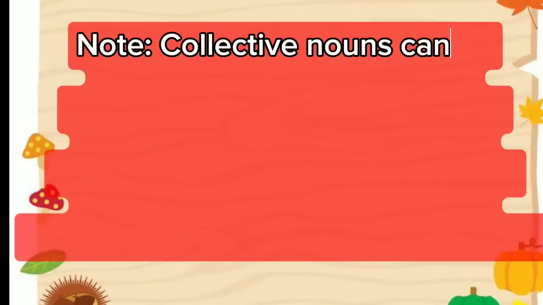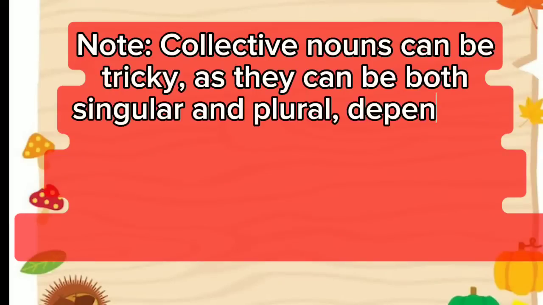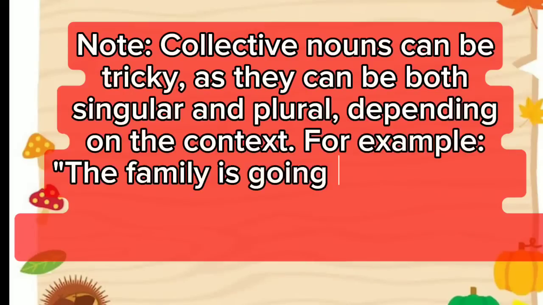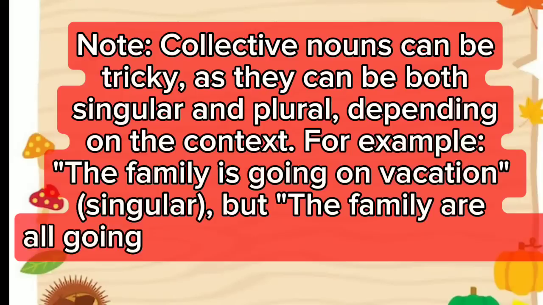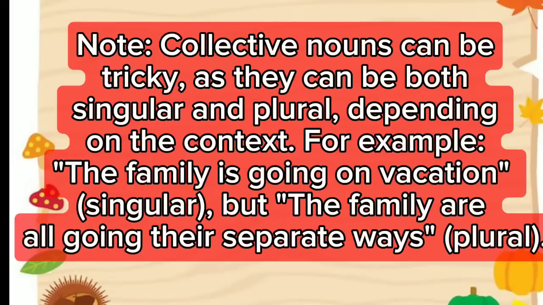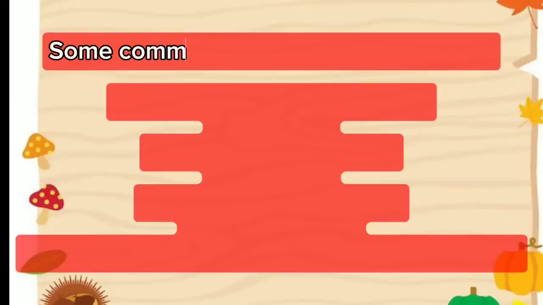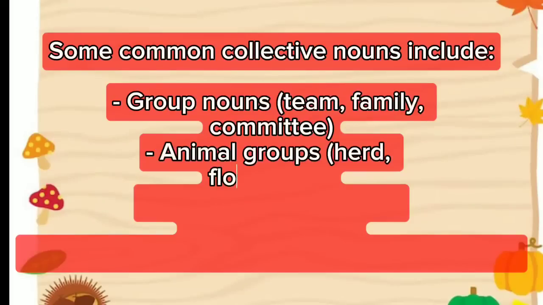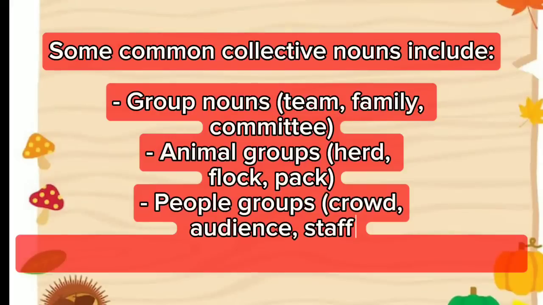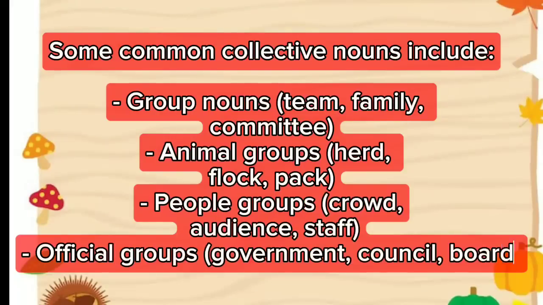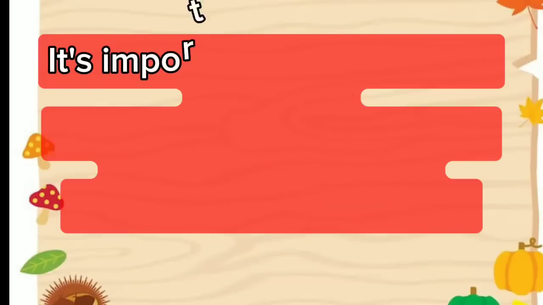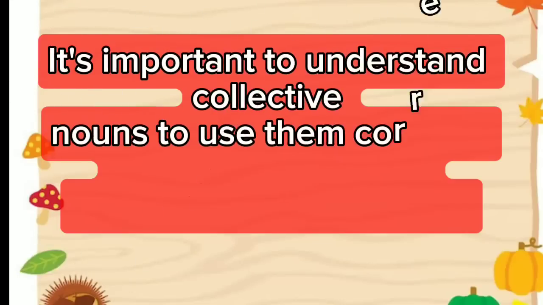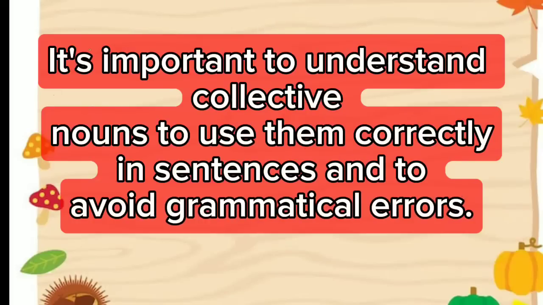Note: collective nouns can be tricky, as they can be both singular and plural, depending on the context. For example, the family is going on vacation, singular, but the family are all going their separate ways, plural. Some common collective nouns include group nouns: team, family, committee. Animal groups: herd, flock, pack. People groups: crowd, audience, staff. Official groups: government, council, board. It's important to understand collective nouns to use them correctly in sentences and to avoid grammatical errors.